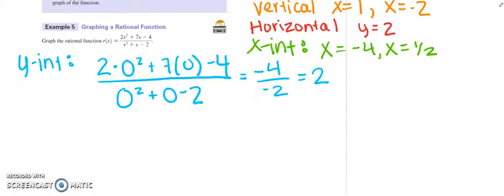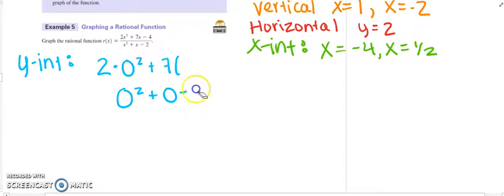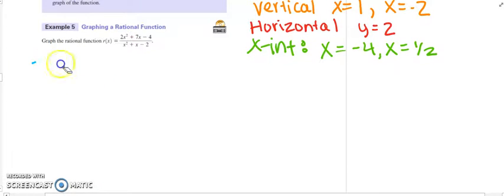Okay, so I made my x-intercept over there. Now I'm gonna find my y-intercept. Remember, how you find your y-intercept is you plug in 0 for x. So I did that and I simplified and I got 2. And so now we have this nice list of our 4 things. And every time you're graphing a rational function, you need to find these 4 things.